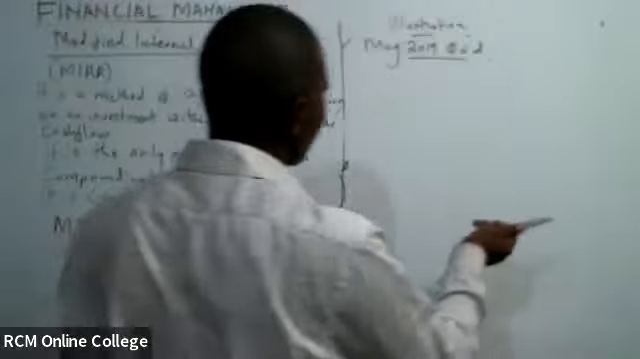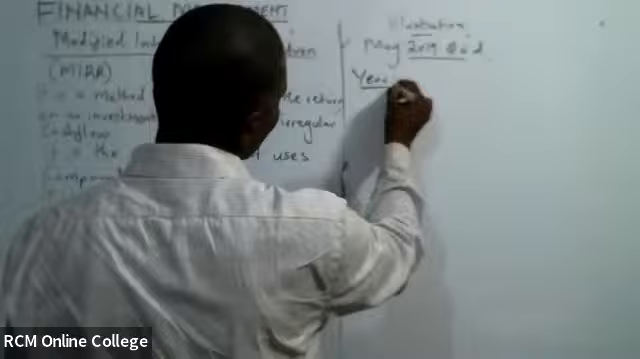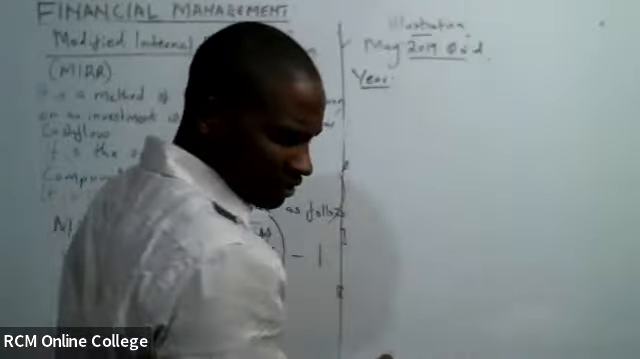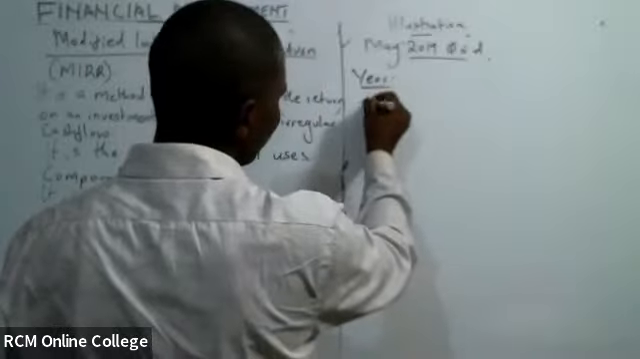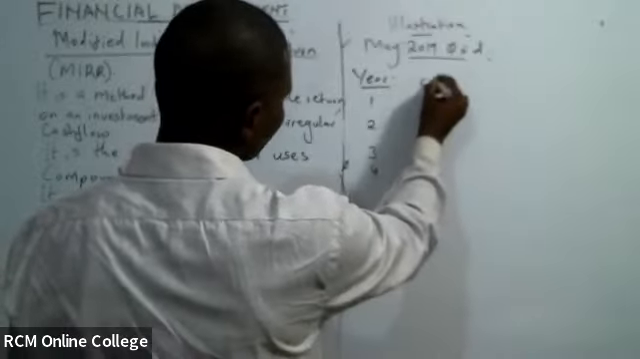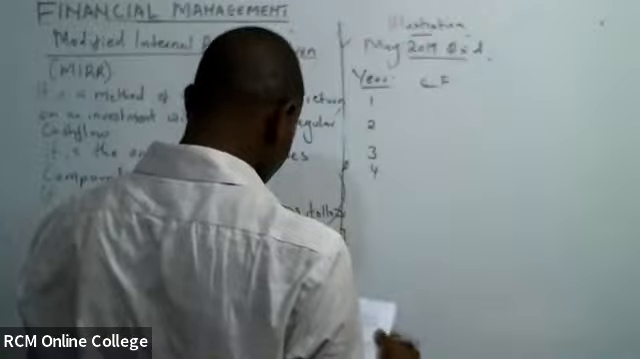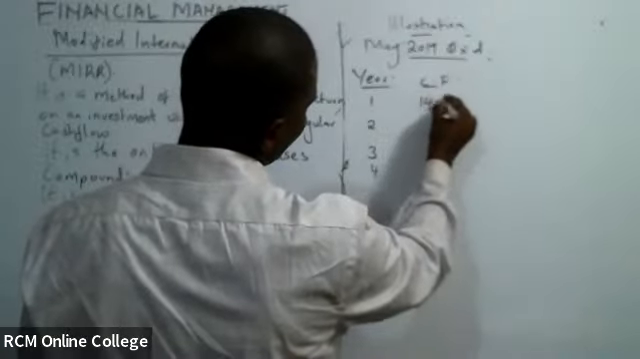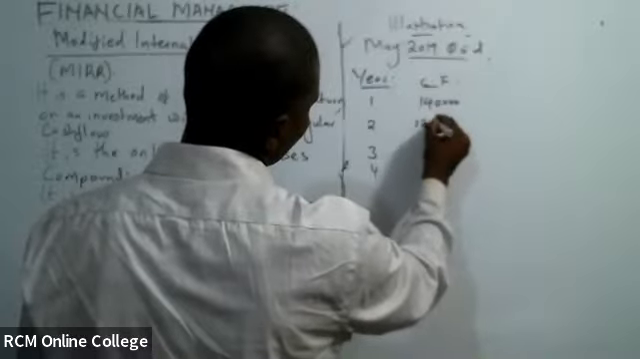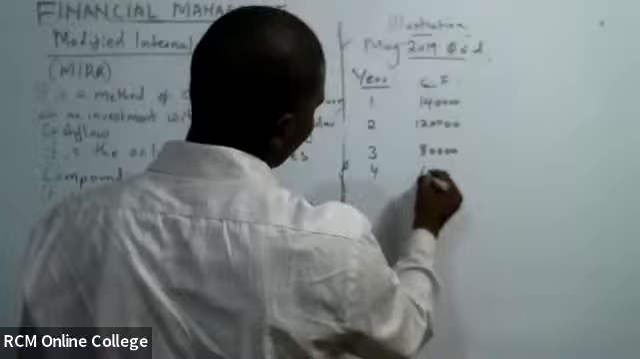So to solve this, we compound the cash flows. Who can remind us the compounding formula for irregular cash flow? For the cash flows here, how were we compounding? We have 140, 120, 80, and 60.